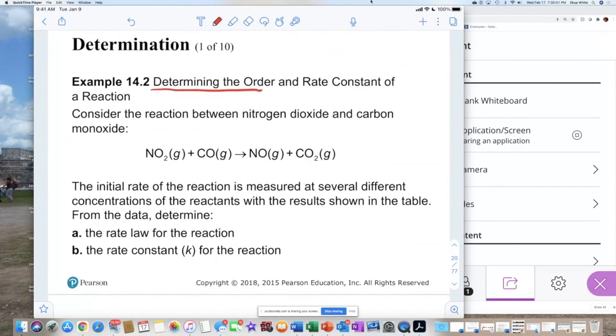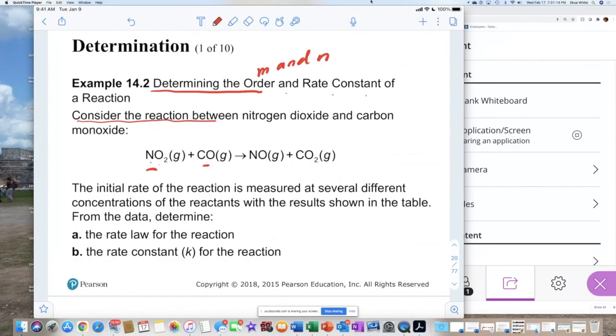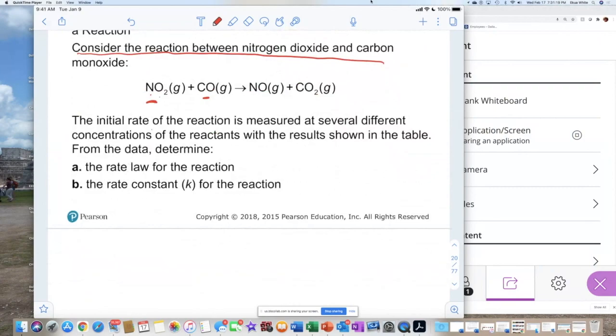So here it says, determine the order. In other words, since we have two chemicals here, find m and n, and the rate constant of the reaction. As we're looking at this, it says NO2 plus CO form NO plus CO2. So consider the reaction between nitrogen dioxide and carbon monoxide. We have these two. The initial rate of the reaction is measured at several concentrations of the reactants, with the results shown in the table, from the data table.